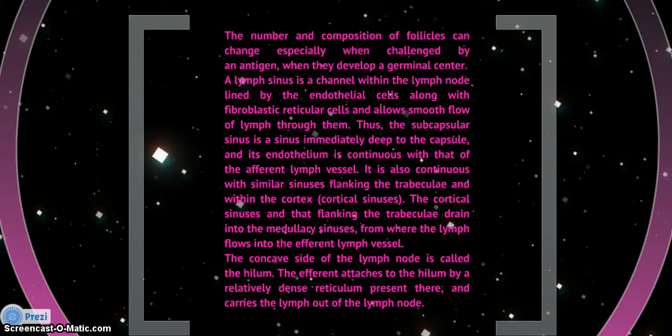Thus, the subcapsular sinus is a sinus immediately deep to the capsule, and its endothelium is continuous with that of the afferent lymph vessels. It is also continuous with similar sinuses tracking the trabecula and within the cortical sinuses. The cortical sinuses and those flanking the trabecula drain into the medullary sinus, from where the lymph flows into the efferent lymph vessels. The concave side of the lymph node is called the hilum. The efferent attaches to the hilum by a relatively dense reticulum present there, and carries the lymph out of the lymph node.